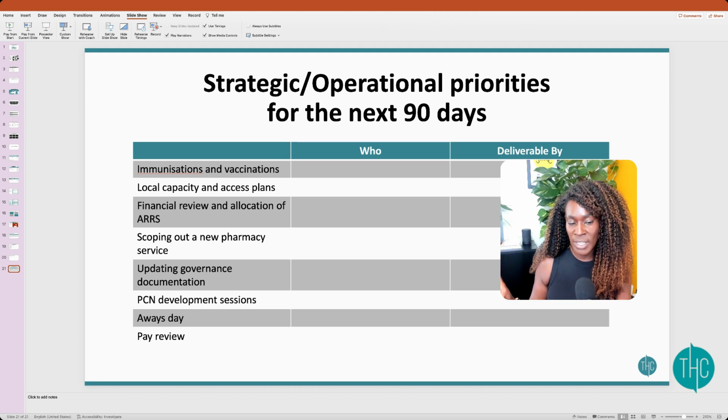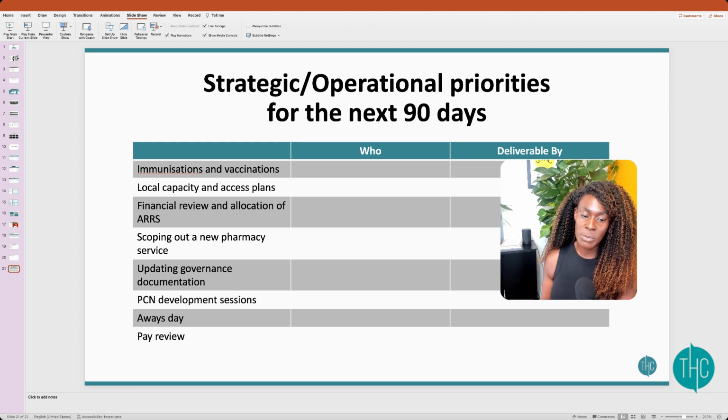I forgot to mention that, and that's in the blog actually. Now is the time to review your ARRS, your Additional Roles Reimbursement Scheme allocation. If you've not spent it, think about how you can spend it, and don't wait till quarter four, because then it's too late, especially if you're utilising commissioned services. If you are relying on another service to provide you with staff and you want more, let them know now.